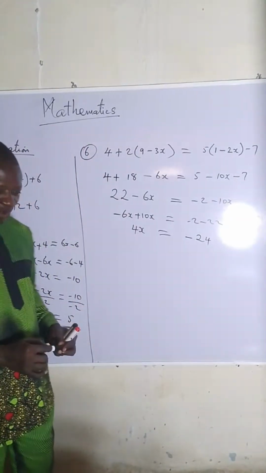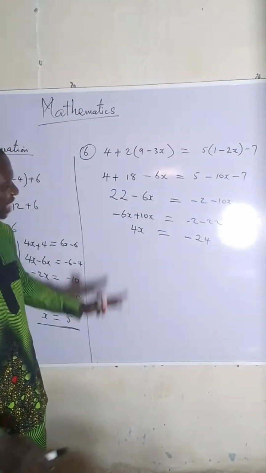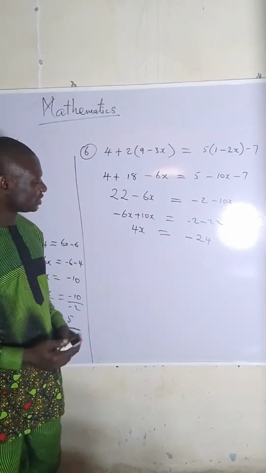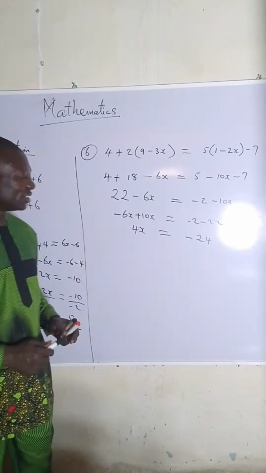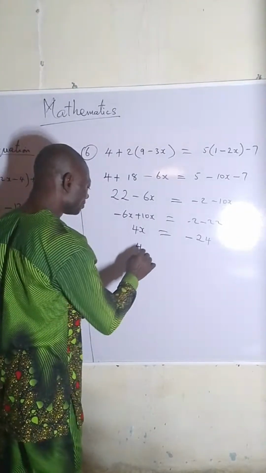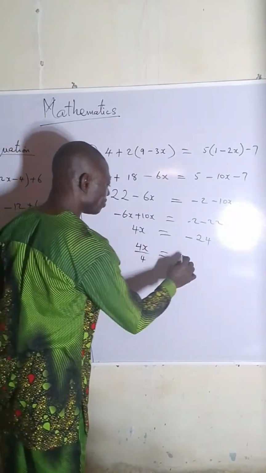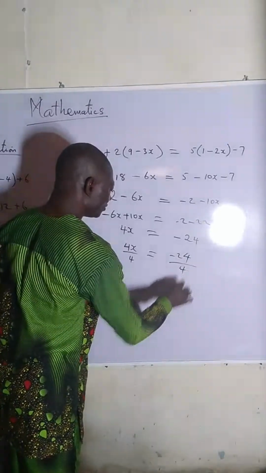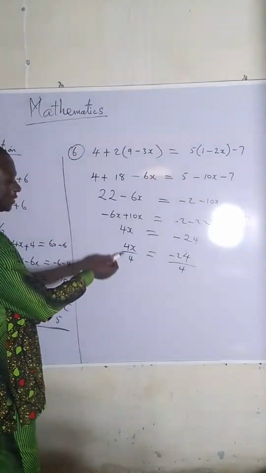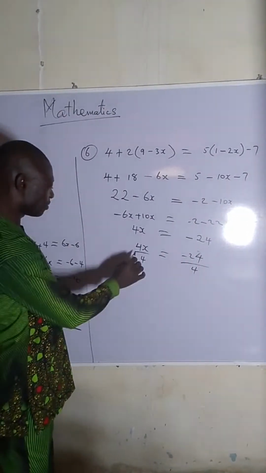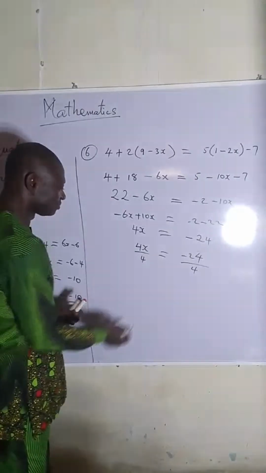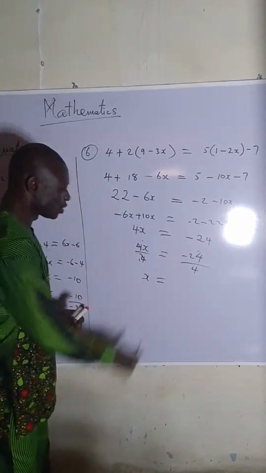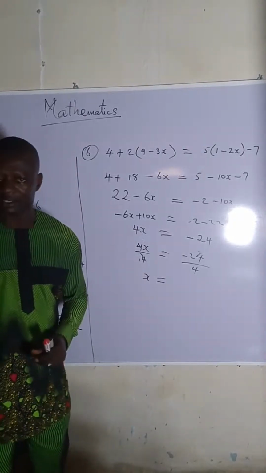So at this point now we can answer. Divide both sides here by the coefficient of x, which is 4. What is the coefficient of x then? It is 4. Divide each side by 4. We have 4x over 4 is equal to minus 24 over 4. Of course, you know that the number here has a positive sign. And so plus divided by plus is plus. 4 divided by 4 will give you 1. And that means 1x, or what is called in mathematics as x.